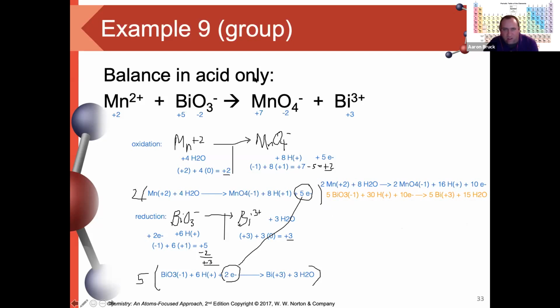Now we can see that I have equal amounts of electrons on each side. Since I have that, I can now combine them together, and I'm actually going to have to put the result down a little bit lower here because it's going to take up a lot of space.